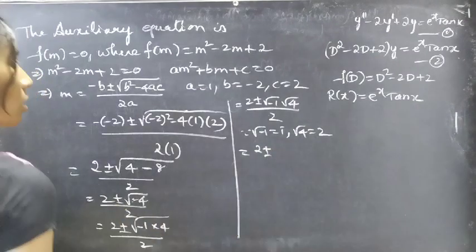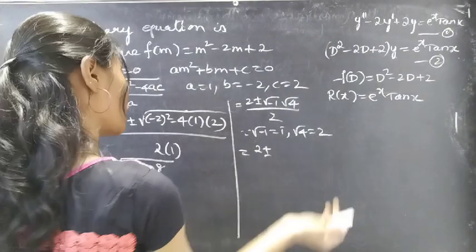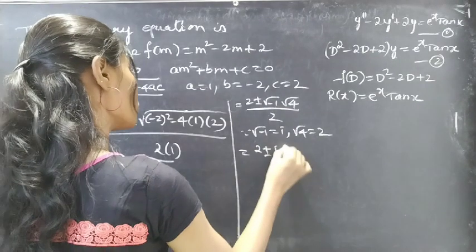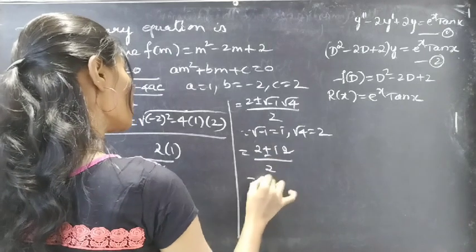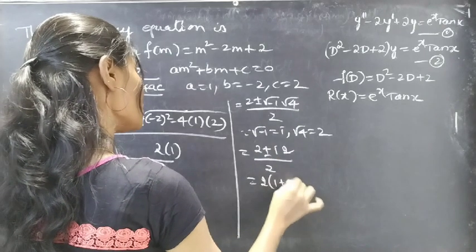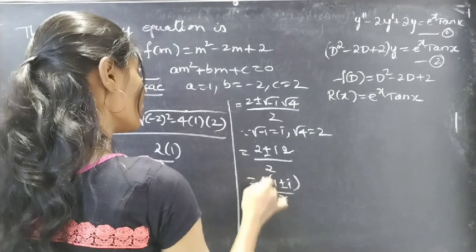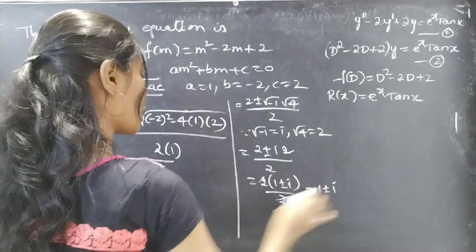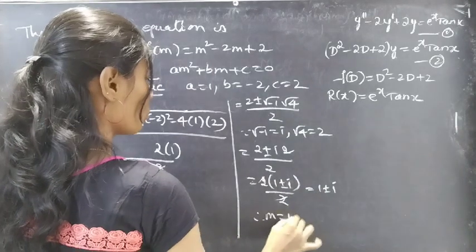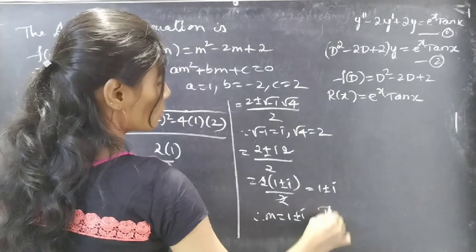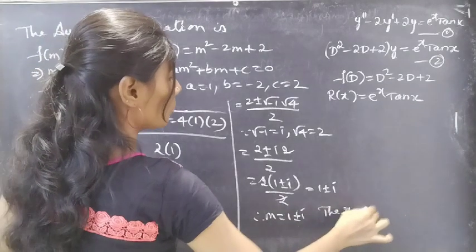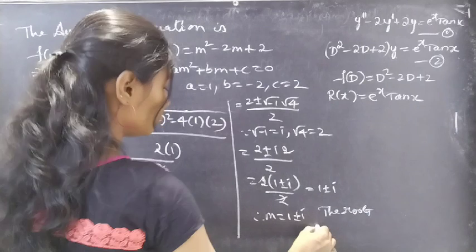Since square root of minus 1 is i and square root of 4 is 2, we'll get 2 plus or minus 2i by 2. Now take 2 common from the numerator, you'll get 2 times 1 plus or minus i by 2, where 2 gets cancelled and you'll get 1 plus or minus i. Therefore, m equal to 1 plus or minus i. The roots are complex conjugate. So we got a pair of complex conjugate roots.